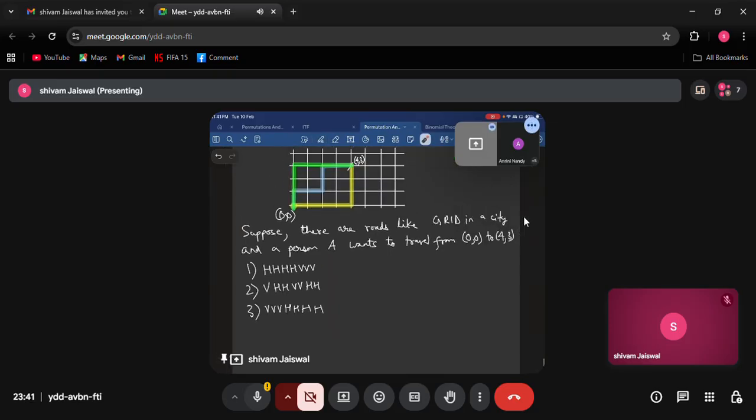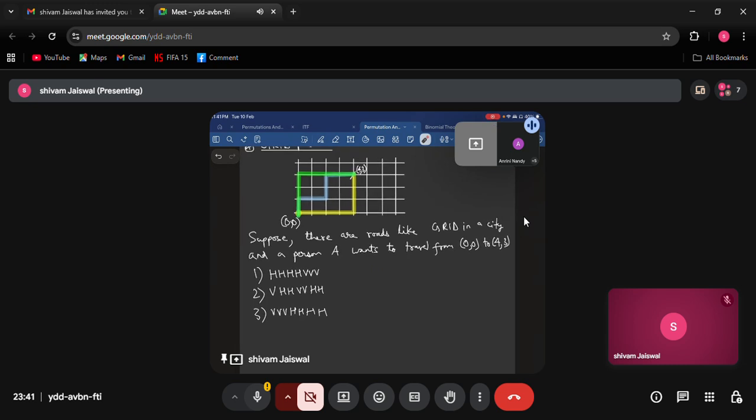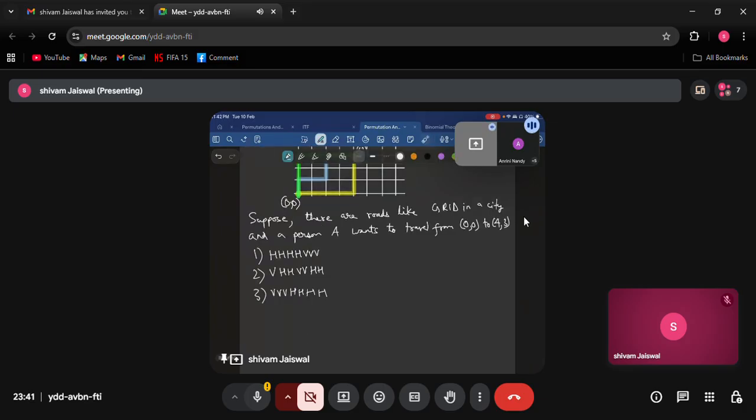In these three cases, what is happening? Can you tell me? How many V's are you taking? Three, three verticals. And how many H's? Four. So basically you are arranging four horizontals and three verticals, then you are reaching 4 comma 3. Yes or no? Yes, sir.